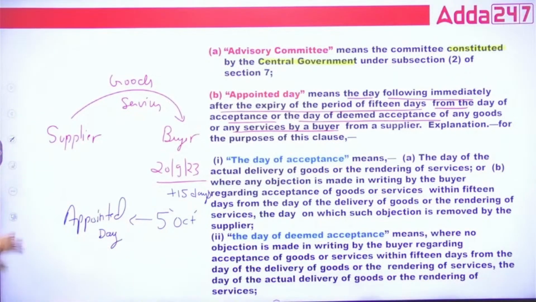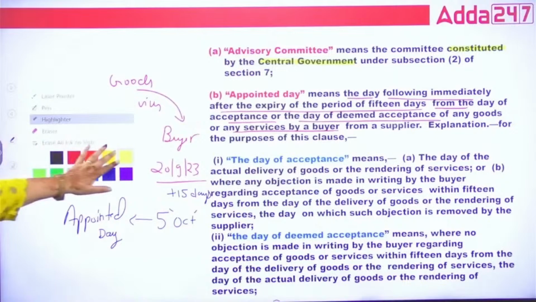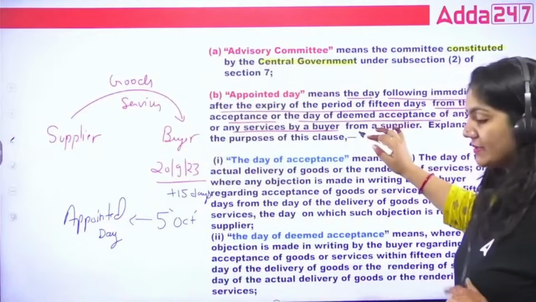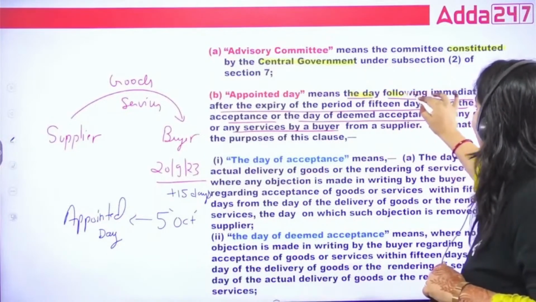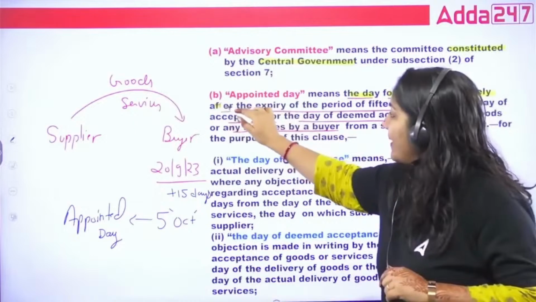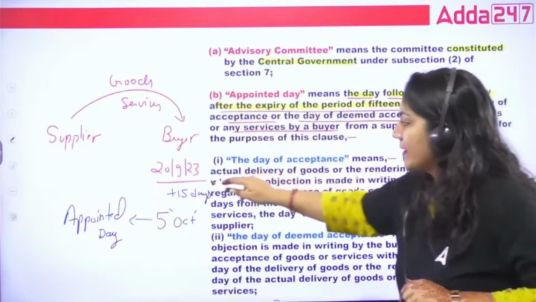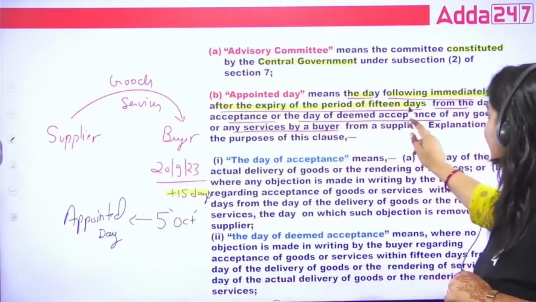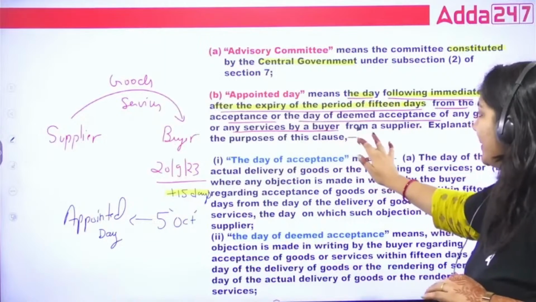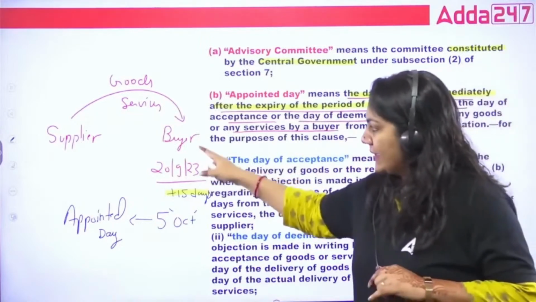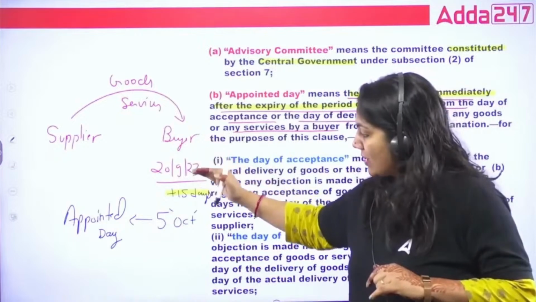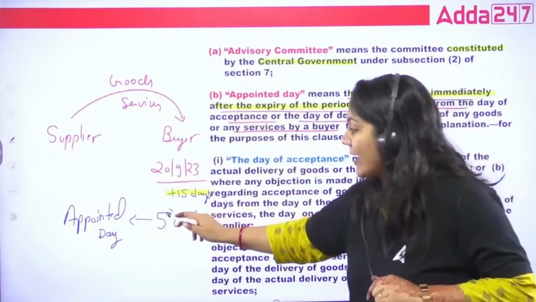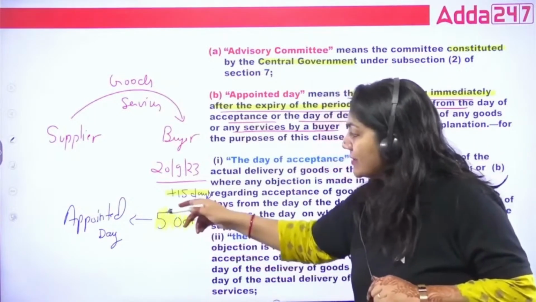This is important, guys, to understand. Now I'm just highlighting the things which I have told you. It means the day following immediately after the expiry of the period of 15 days. This is 15 days from the day of acceptance or the day of deemed acceptance of any goods and services by the buyer from the supplier. So on that day the buyer accepted the goods, so after 15 days, that is 5 October, that is the appointed day. So you have to remember what is appointed day.